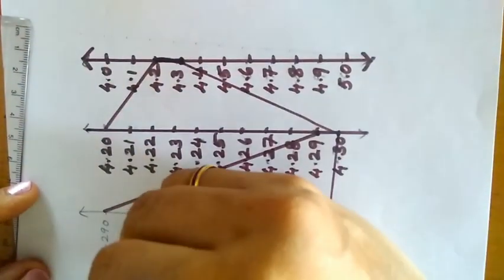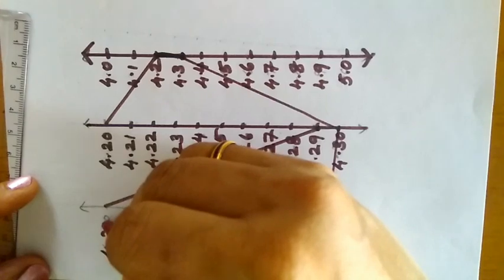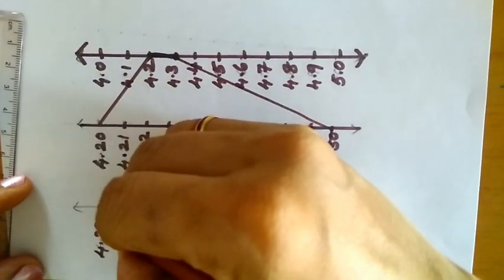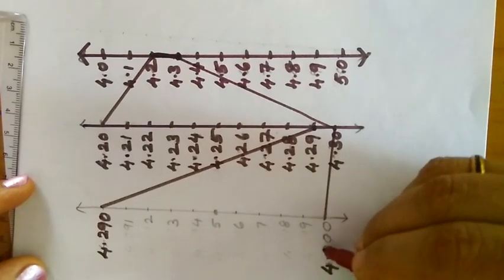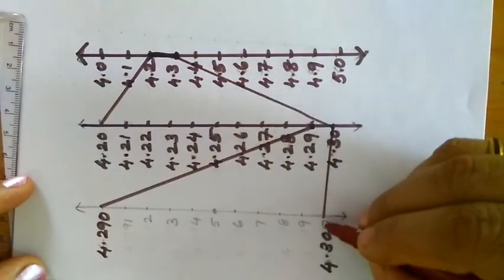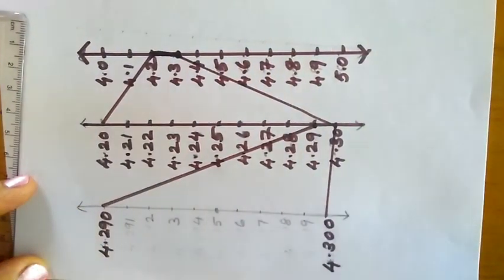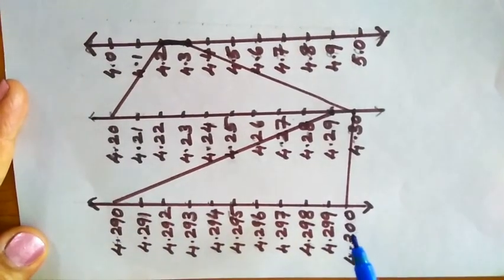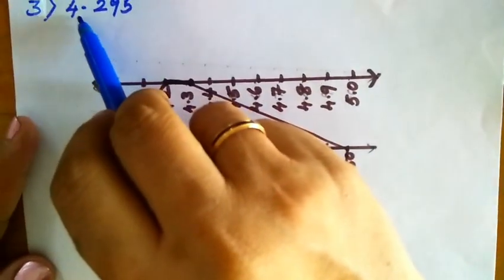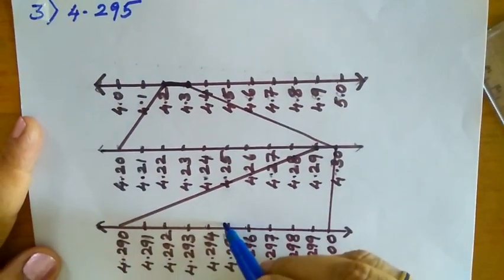So the first number is 4.29 we are getting. For making 3 digits we are making 0 there. Similarly 4.30 here, one more 0 we are adding, then 3 digits. Now complete the number line. Third line we got like this, and we want to locate 4.295. So here it comes.